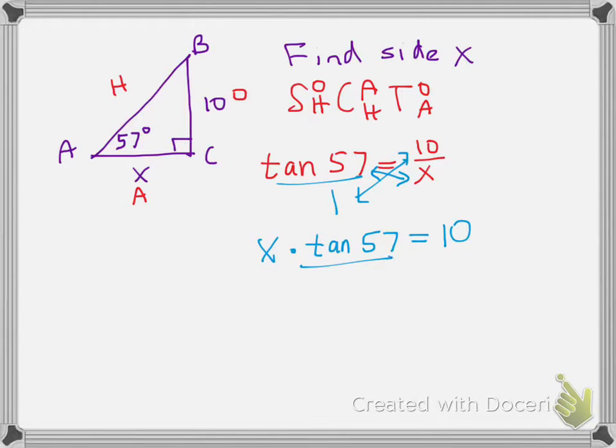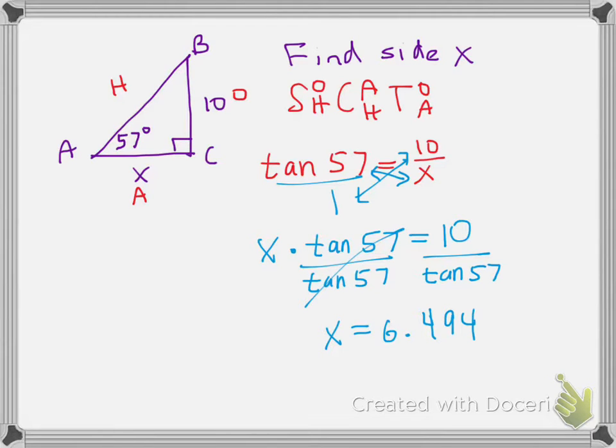I'm going to divide out the tangent of 57 from both sides because that is just a number. If you type tangent of 57 into your calculator, you get a decimal. Now all I have to do is type that in my calculator and I'll get my missing side, which is about 6.494.